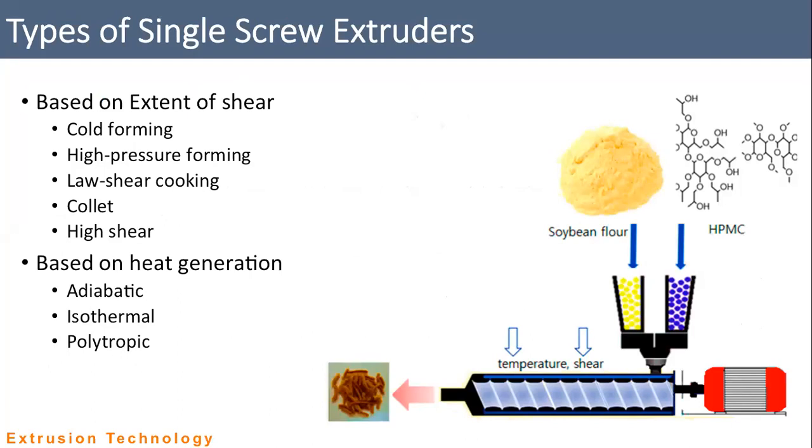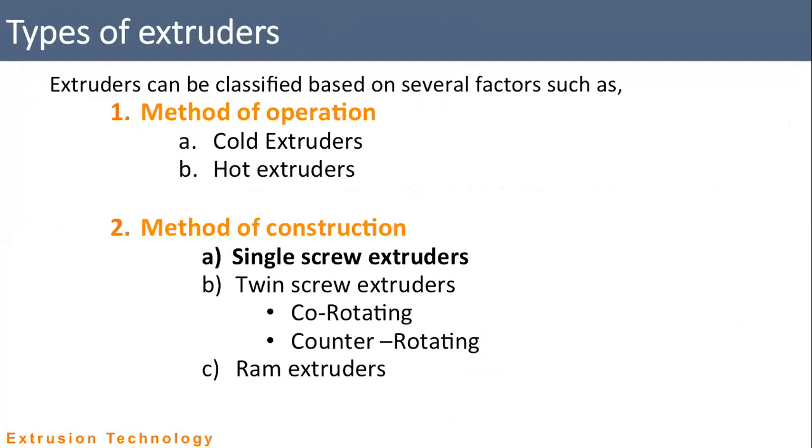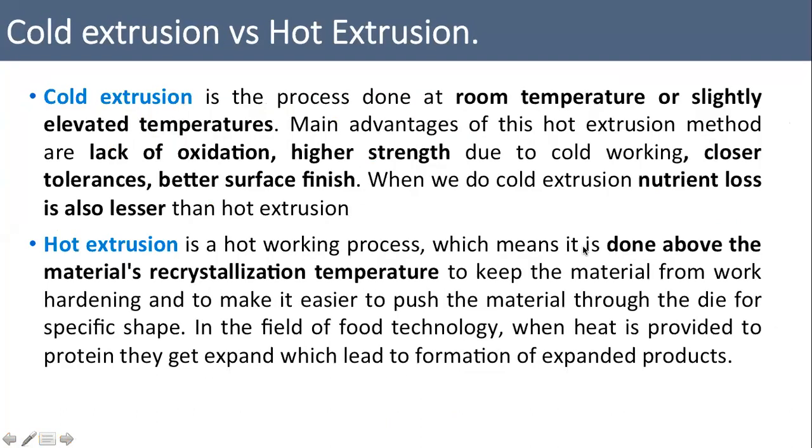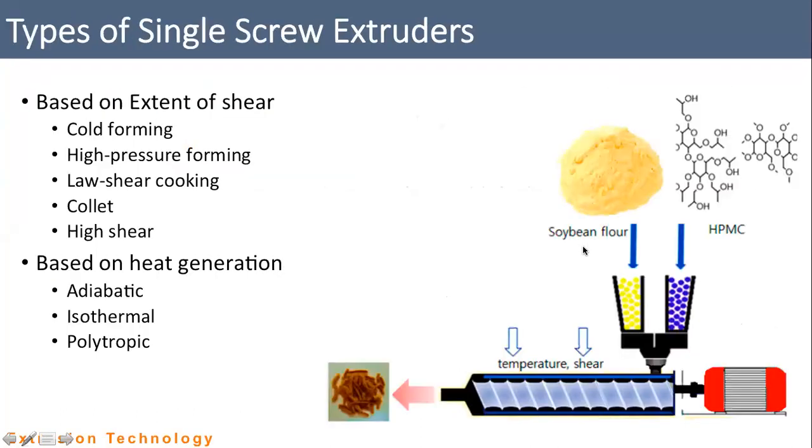Then again, we can categorize single screw extruders, right? We are going to talk about single screw extruders because in the food industry we mostly use single screw extruders. Twin screw extruders are also used, but in this module we are going to talk about single screw extruders, right? Again, we can categorize single screw extruders into two major categories based on the shear and based on the heat.